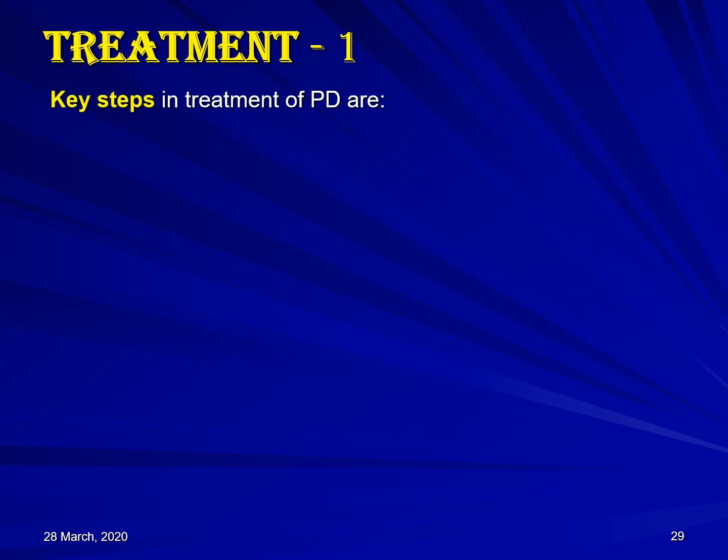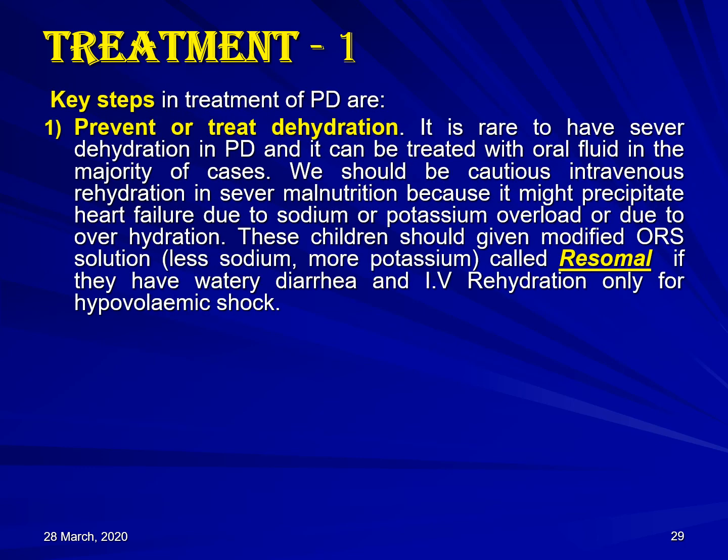In the treatment, we have key steps. First, we have to prevent or treat dehydration. Dehydration is very important because it has an ominous sign. Any degree of dehydration should be treated carefully, and the patient should be admitted to hospital if possible. It should be treated with oral rehydration solution. We should avoid IV fluid as possible because IV fluid carries a risk of hypervolemia and secondary heart failure.